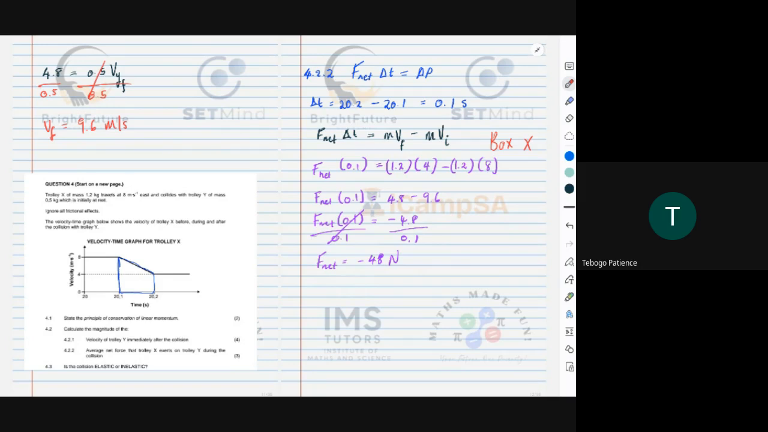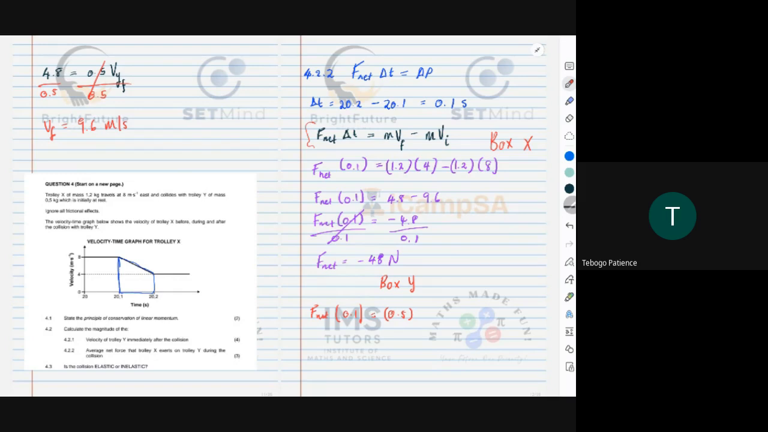So as I was saying, here you have your box Y. Because when you are choosing a box, you should be justified with your reason. You should have a reason. You don't just take any box. So here we're going to have Fnet. Going to use the formula here, right? Fnet times 0.1 equals the mass, which is 0.5. Now x at rest.